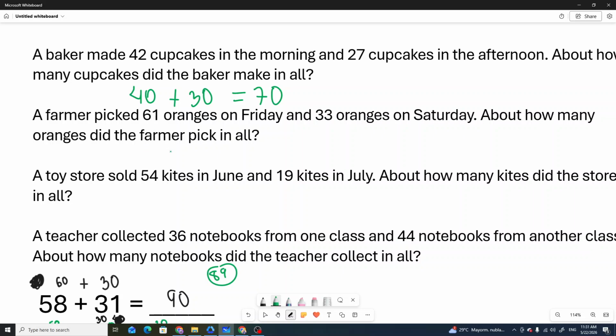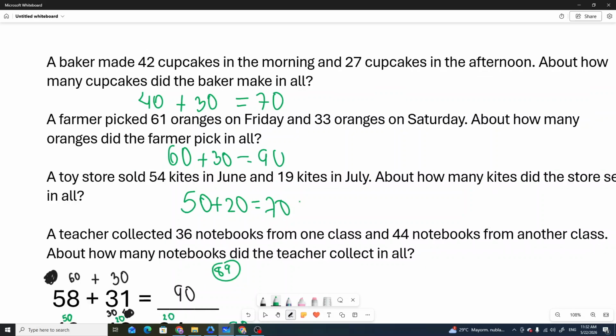Let's say 61, it's 60, and then 30, that's 90. So the farmer picked 90 oranges, okay? Now we have a toy store that sold 54 kites in June, and then 19 kites in July. About how many kites did the store sell in all? That's an addition, right? So 54 becomes 50 and 19 becomes 20 and it's going to be 70 kites.